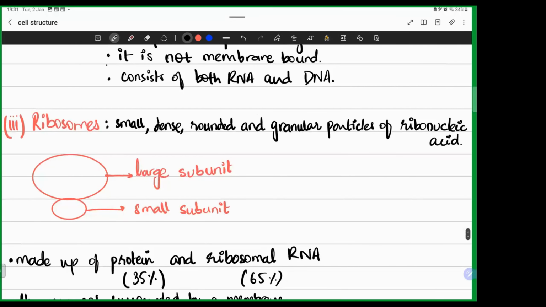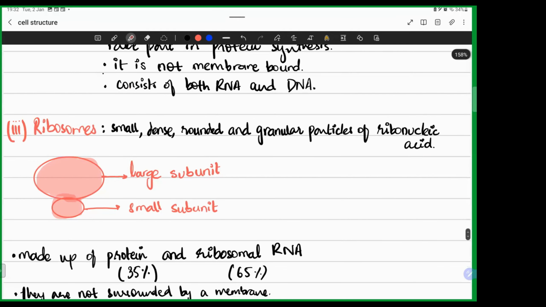Now, you can see I have drawn two circular bodies. One is bigger in size, right? And the other one is smaller in size. But very clearly, we can see that it is made up of two circles joining together. So basically, ribosomes are made up of two subunits. One is a large subunit and the other one is a small subunit. Do they have label names? No, they are called large subunit and small subunit. They do not have any specific names. Okay.